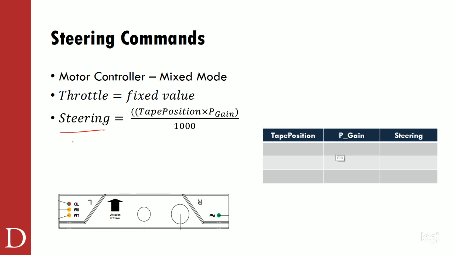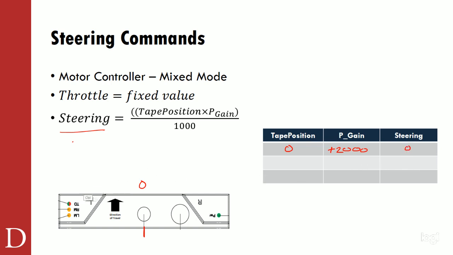And so in this case, I might say, well, I'm going to have my P gain be, let's say, positive 2000. I think it's probably going to have to be negative. Well, I don't even know, let's find out. So let's say that we know that this is zero again, right? The tape was there. And if the tape position is zero and my gain is 2000, well, I don't need to steer, do I? Because I'm right on top of the tape, right in the middle. So my steering would be zero, okay?